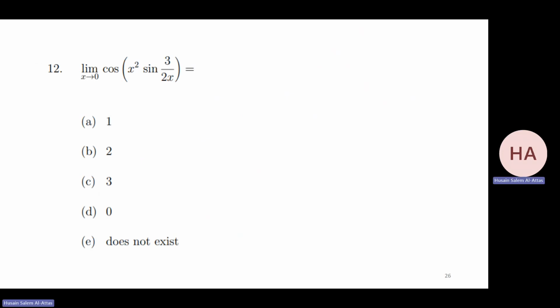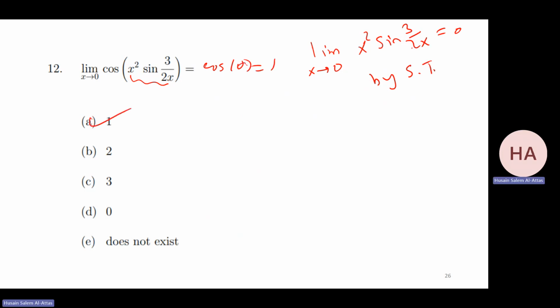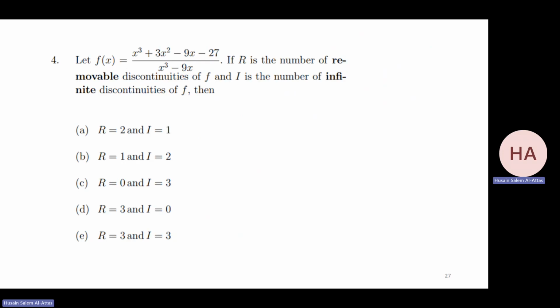Check this limit. First, I need to check this limit. We know that the limit as x goes to 0 of this one is 0 by the squeeze theorem. So I have cosine of 0, which is 1. I don't think we need to check this. We did it millions of times. Not millions, but many times.